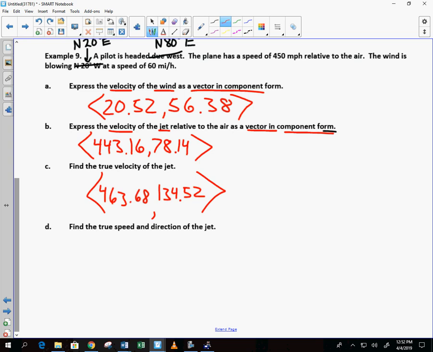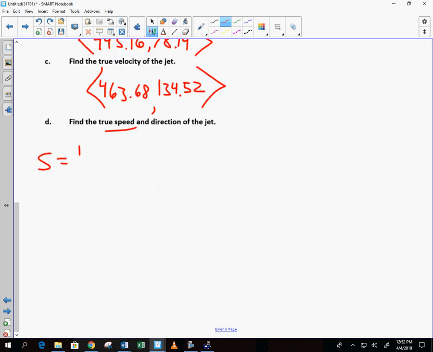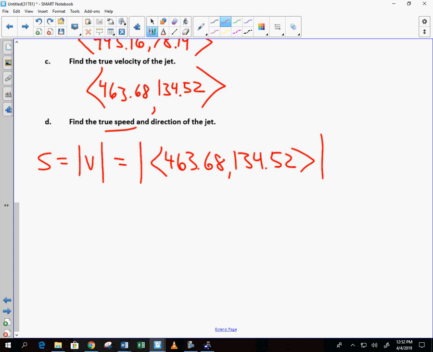The final question is find the true speed and direction of the jet. The truth is that speed is equal to the absolute value of velocity. Velocity can be positive, velocity can be negative. If we want to find the absolute value of velocity, that means we're finding the absolute value of the vector 463.68, 134.52. Does anybody remember the formula that you used to find the absolute value or the magnitude? Very good.